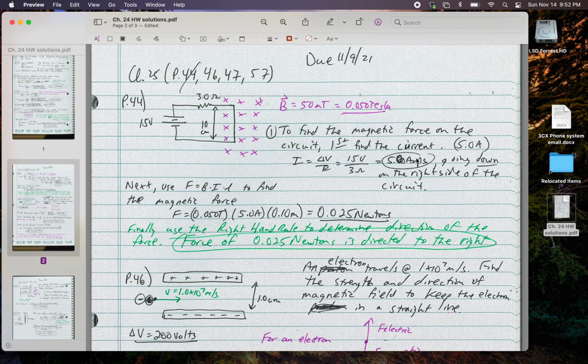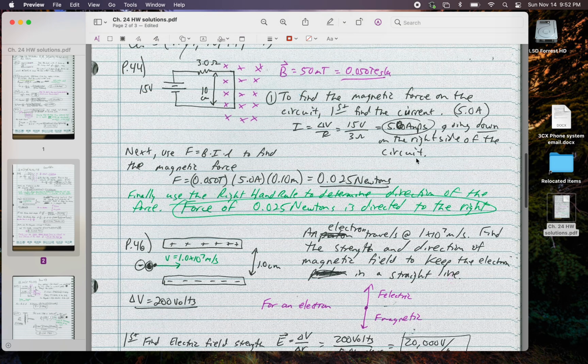Now, to figure out how much force that is, we're going to use F equals BIL, or the force on the wire is equal to magnetic field strength times current times the length of the wire that's in the field, and that gets us 0.025 newtons. Problem 46.